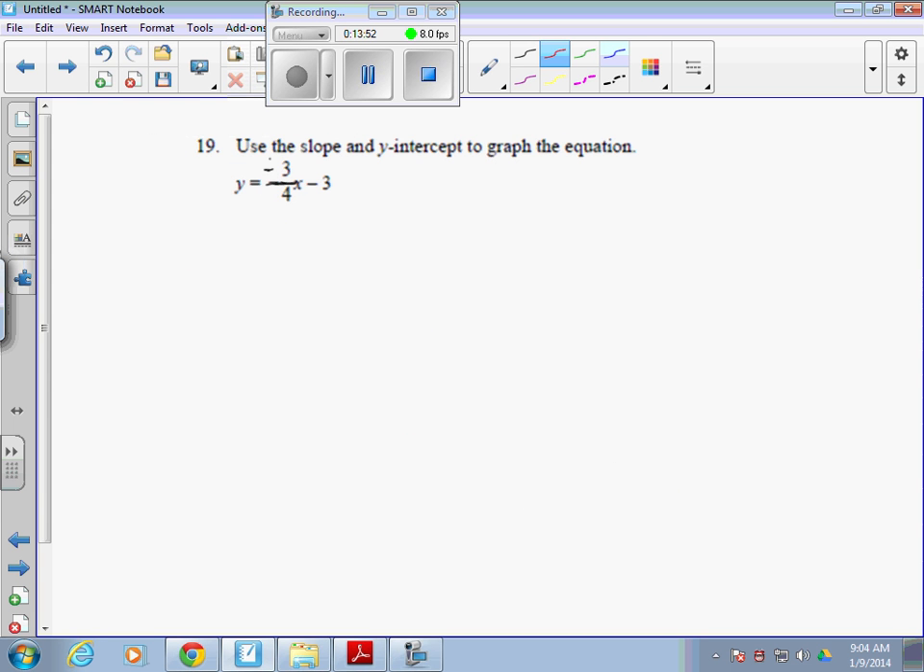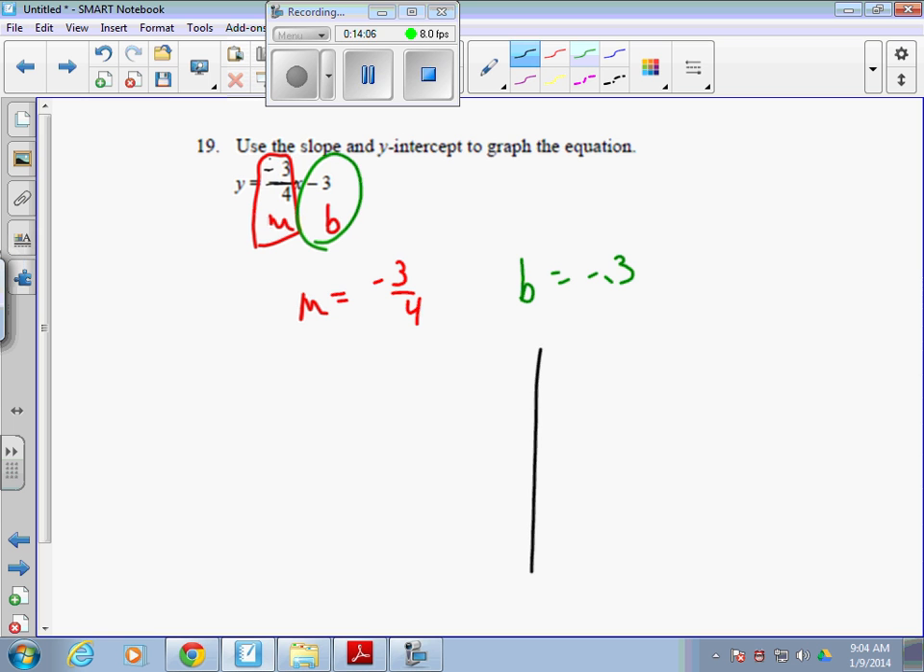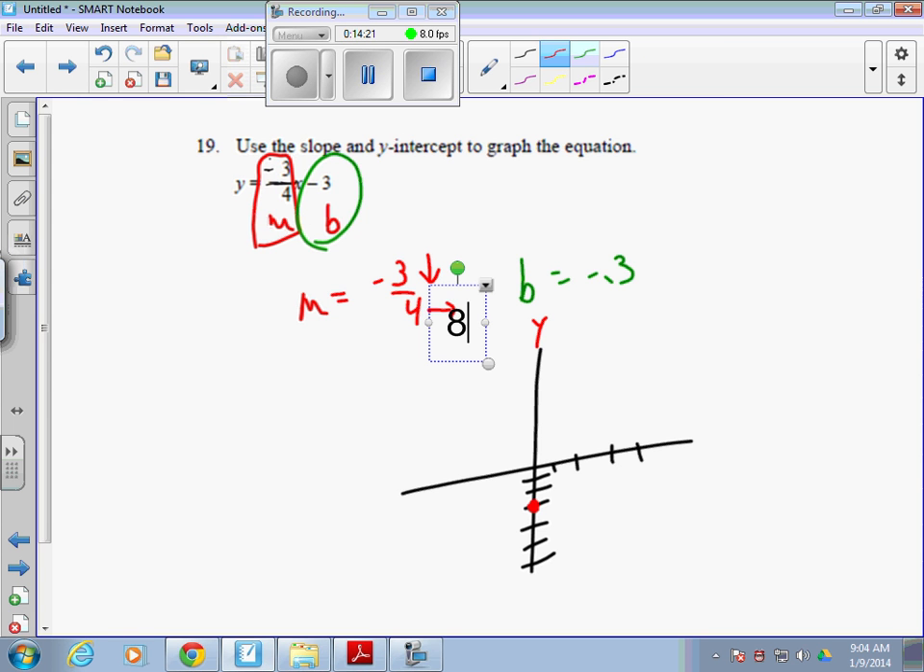Number 19, you're going to do the same thing. Pull out m and b. Y equals mx plus b. So m is negative 3 over 4, and b is negative 3. Begin at negative 3. Negative 1, 2, 3. So begin right here, that's your y-intercept. That's why we begin there. Your slope tells you negative 3 over 4. Go down 3 and go to the right 4 times.